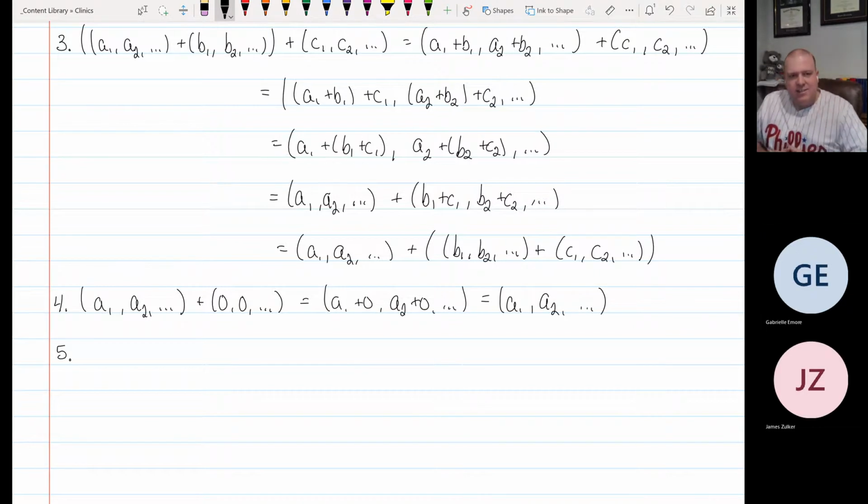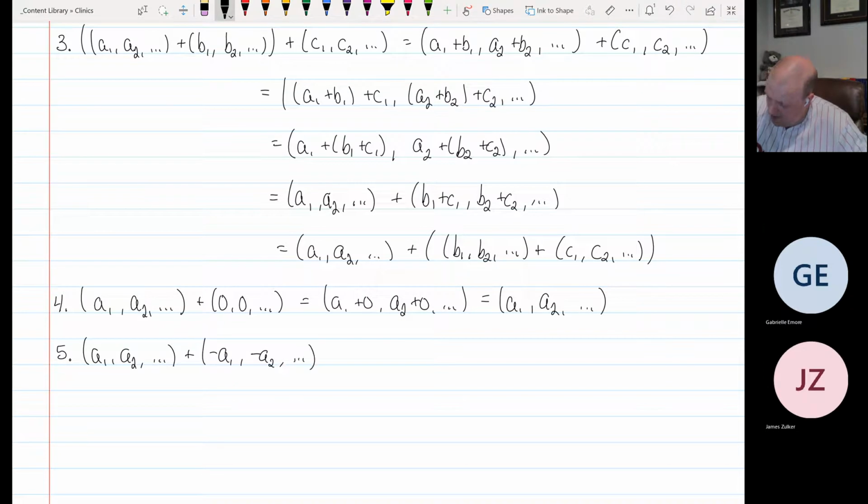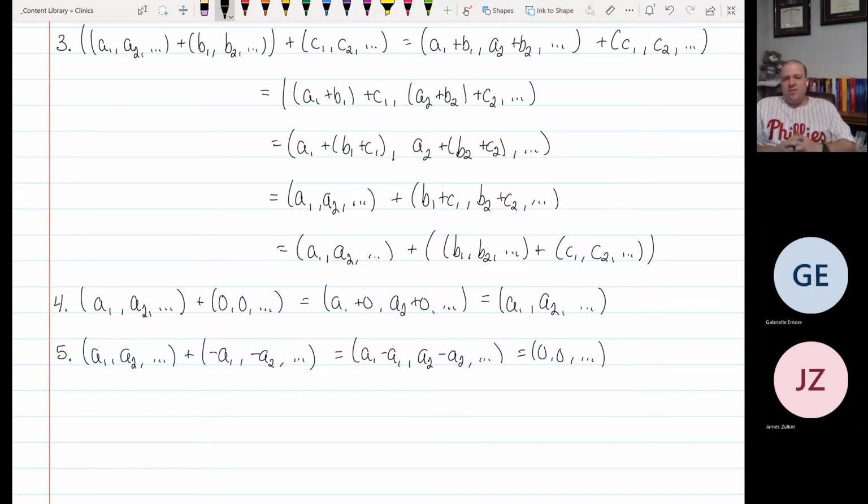Fifth axiom is the existence of an additive, not additive identity, additive inverse. Well, I claim that if you just multiply the vector by negative one, you get the additive inverse. And quick calculation shows that that claim is correct. So we have an additive inverse.